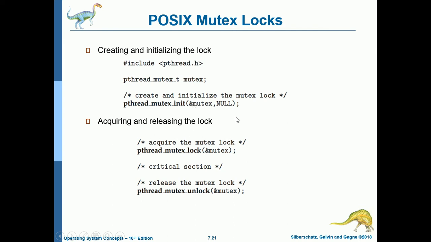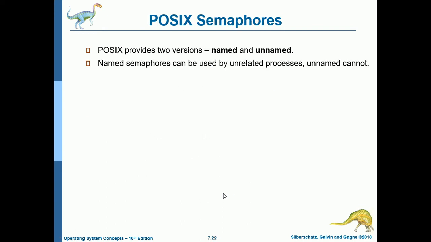And how about acquiring and releasing the lock? This is the code that will be used. To acquire the mutex lock, we have pthread_mutex_lock(&mutex). Then, of course, it goes to the critical section. Releasing the mutex lock is pthread_mutex_unlock, and the parameter is &mutex.